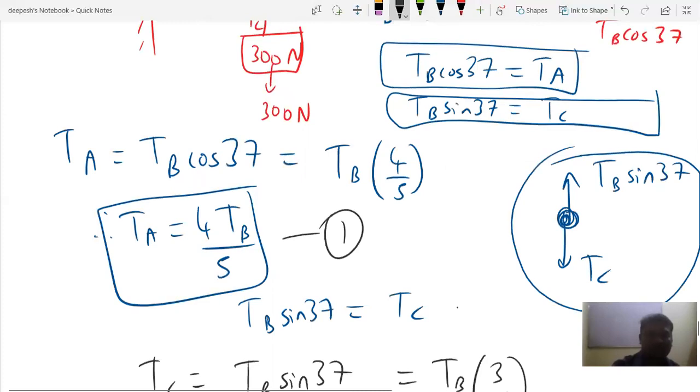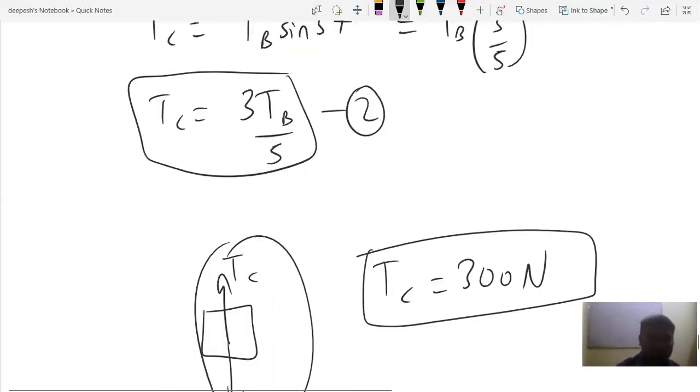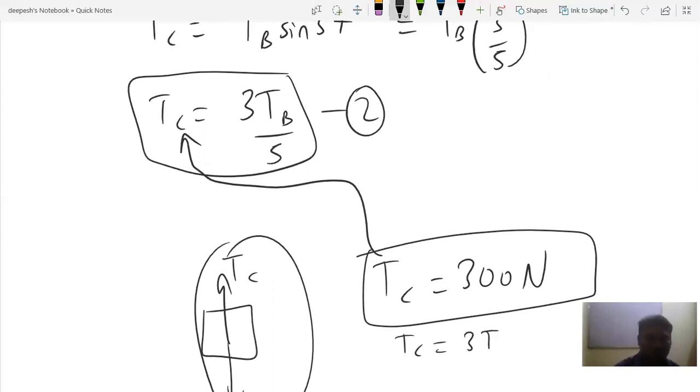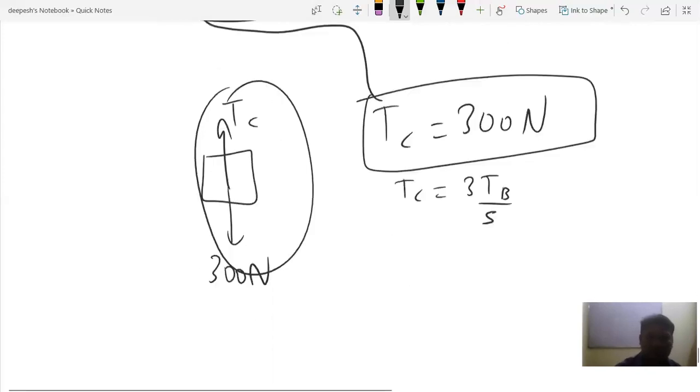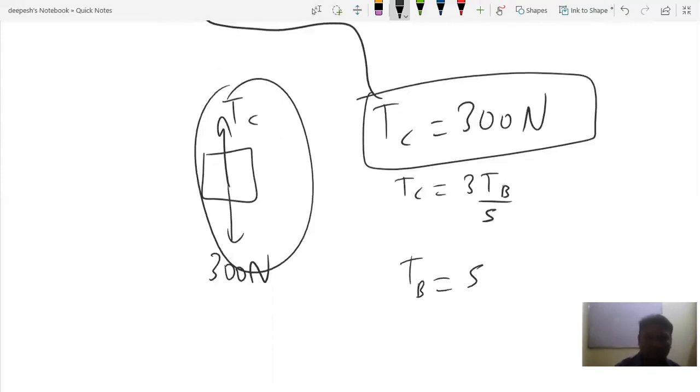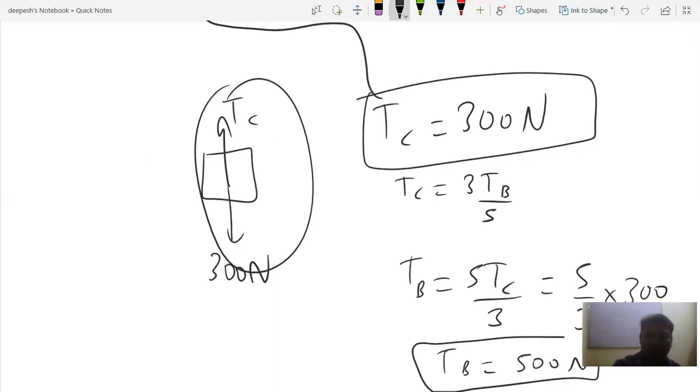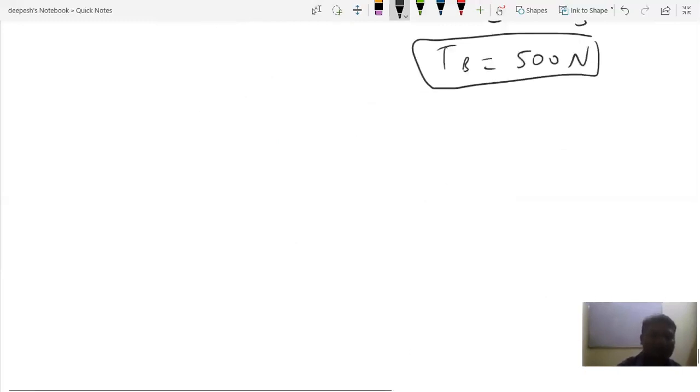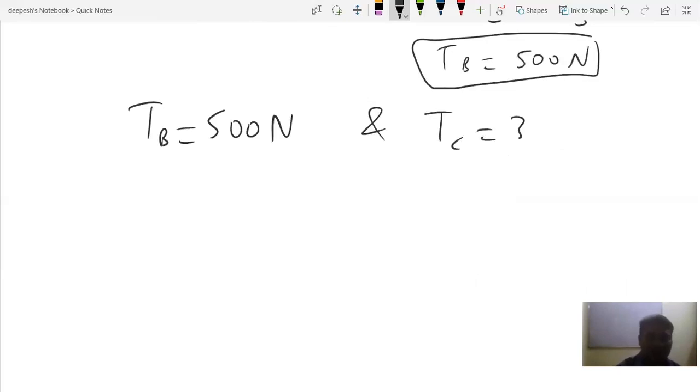So TA is 4 TB/5 and TC is 300 Newton. So let us substitute this value of TC in equation 2. So equation 2 says TC is 3 TB upon 5. So TB comes out to be 5 TC upon 3. So 5/3 into 300. So TB comes out to be 500 Newton. So TB is 500 Newton. Okay. So we got two values. TB is 500 Newton and TC is 300 Newton.